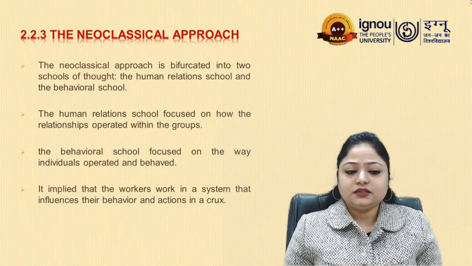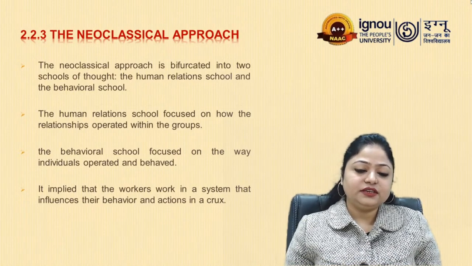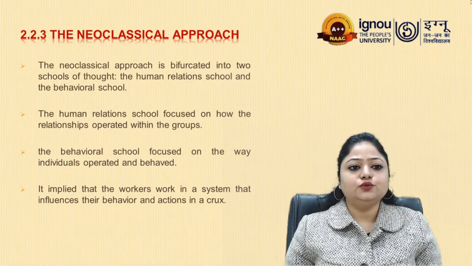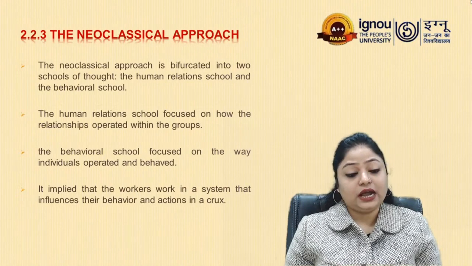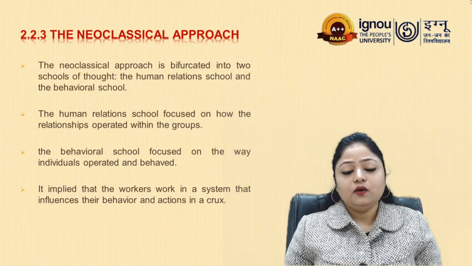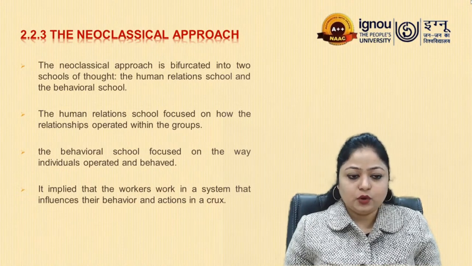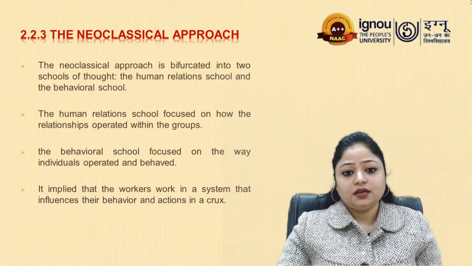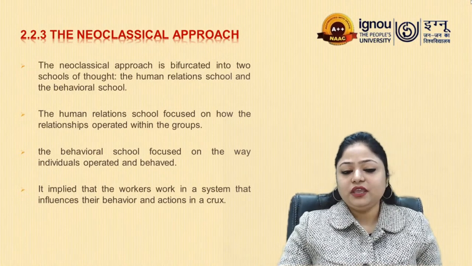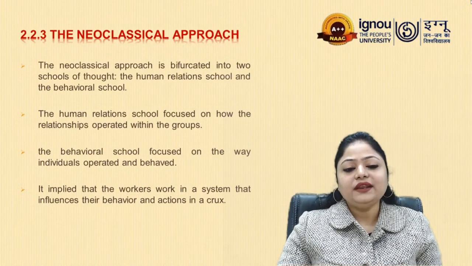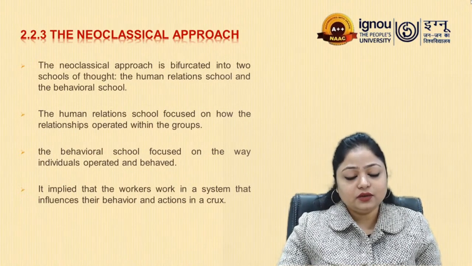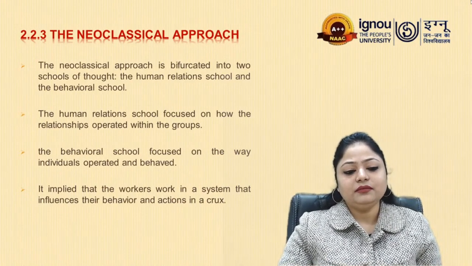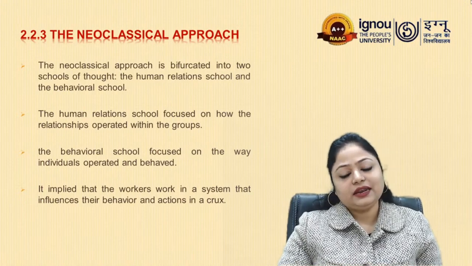This approach is bifurcated into two schools of thought: the human relation school and the behavioral school. The human relation school focused on how relationships operate between groups, and why it is important to realize the importance of the entire group, their networking, and their dependence upon each other. The behavioral school focused on the way individuals operate and behave in the organization in a particular manner.